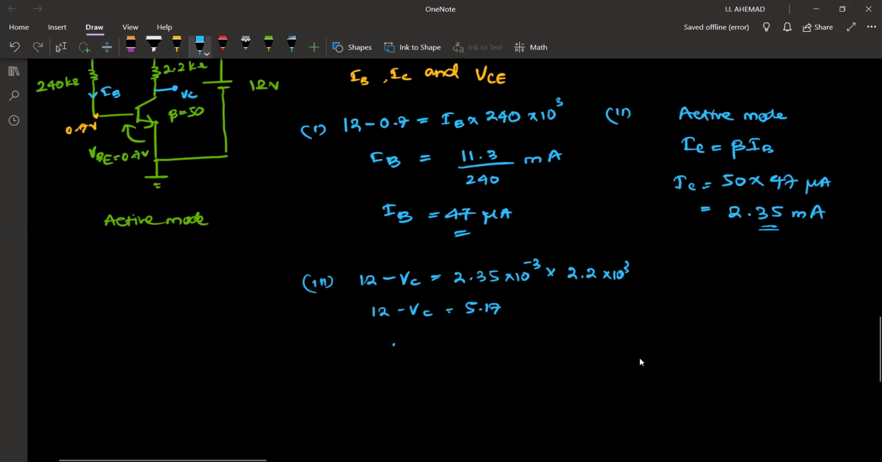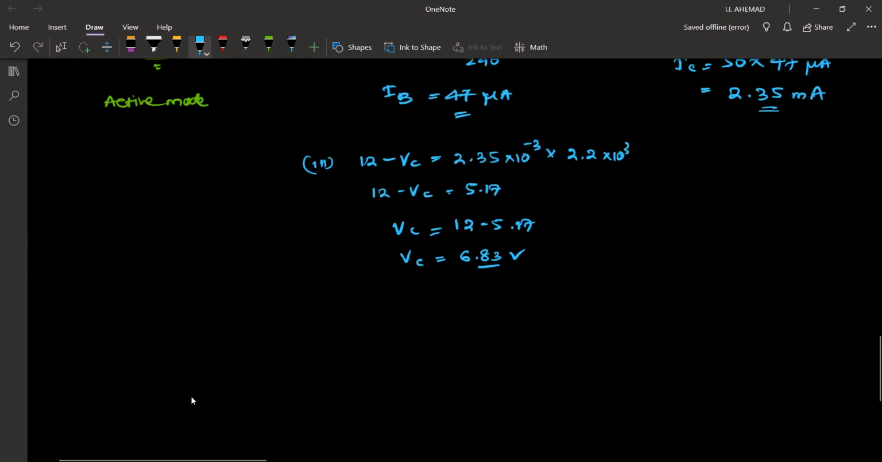So VC is equal to 12 minus 5.17. We are finding VC, so VC is equal to 6.83 volts. We have to find VCE, but VC is equal to VCE. Therefore, VCE is equal to 6.83 volts, since VE is equal to 0. Okay, here is this answer.